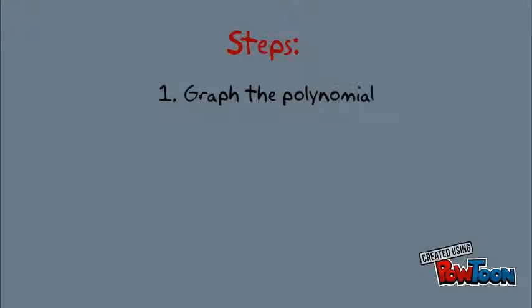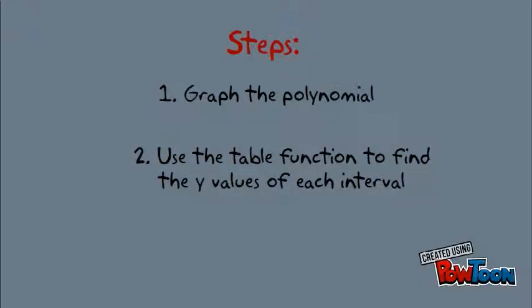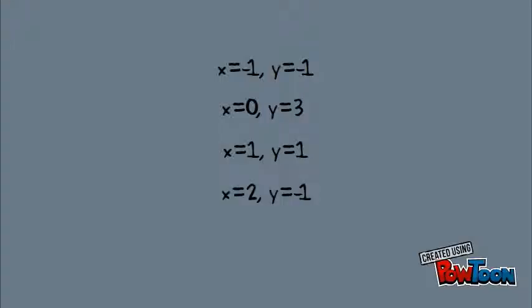First, graph the polynomial using your graphing calculator. Next, use the table function to find the y values of each interval. You should have gotten, for x = -1, y = -1. And for x = 0, y = 3. For x = 1, y = 1. And for x = 2, y = -1.